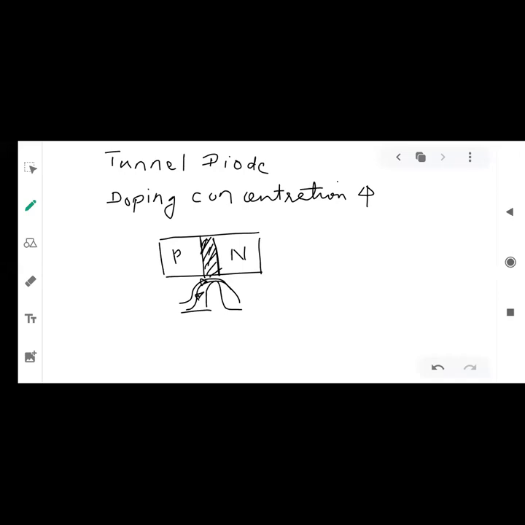That's why we provide external potential, so that the electrons and holes gain energy sufficient to overcome this barrier potential. This is what we have learned. But there was one person whose name was what? Esaki.